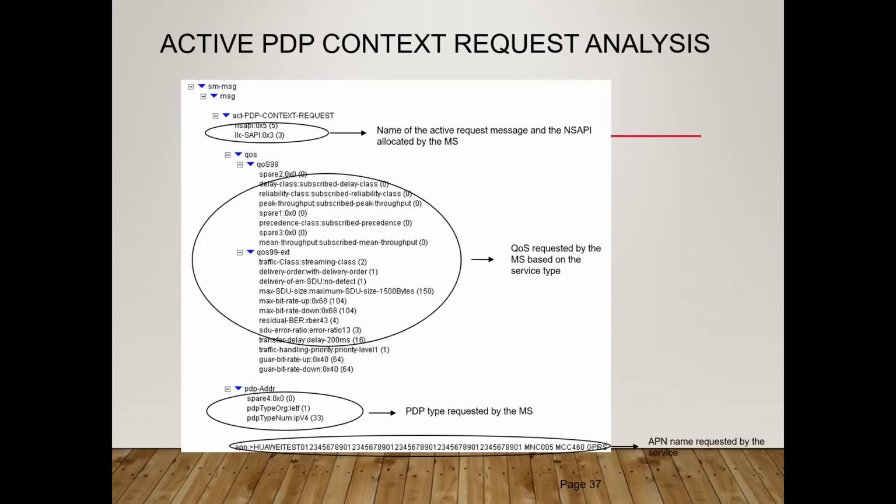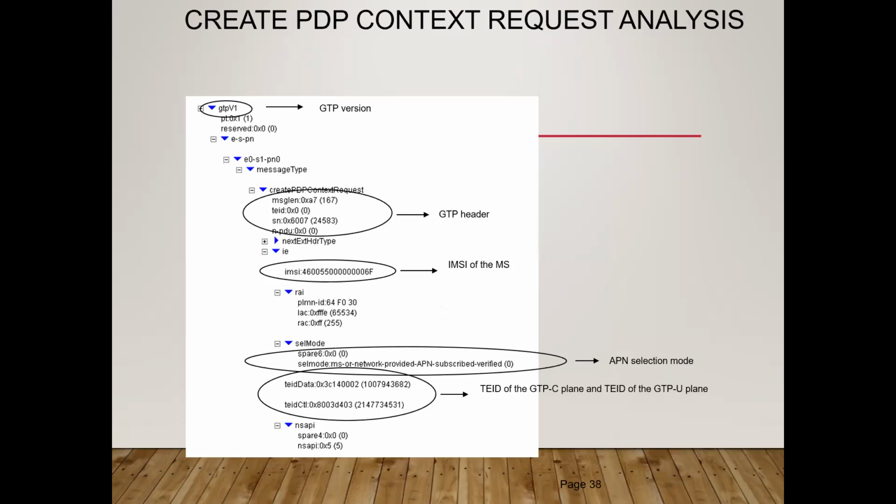Okay, so you send a create PDP context request from the SGSN to the GGSN. This has a GTP header, again not required. You are sending your IMSI, you send your location information, and you send your APN selection mode, that this is a network provided APN subscription where the APN has been verified. Then you send the tunneling ID.